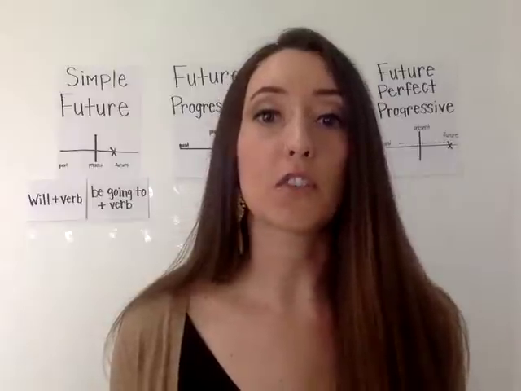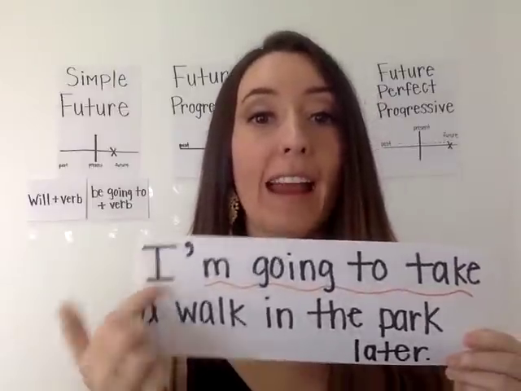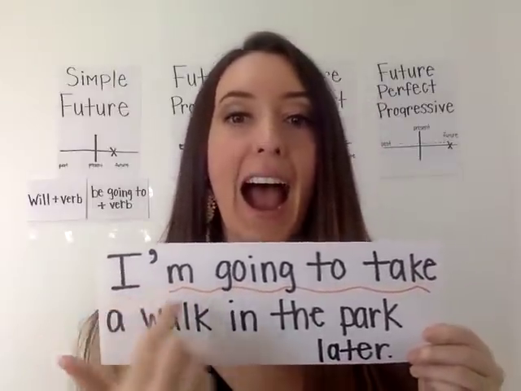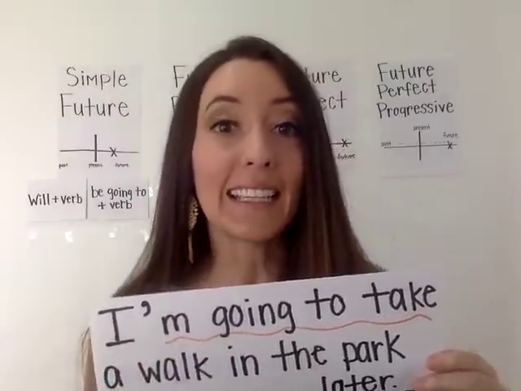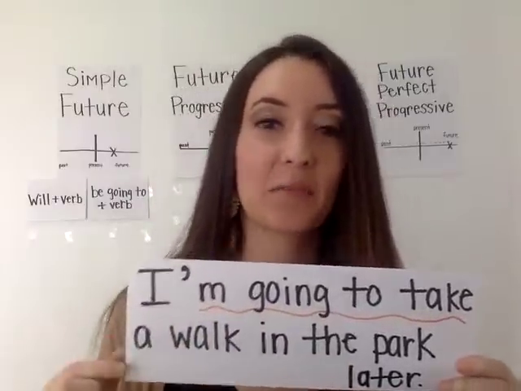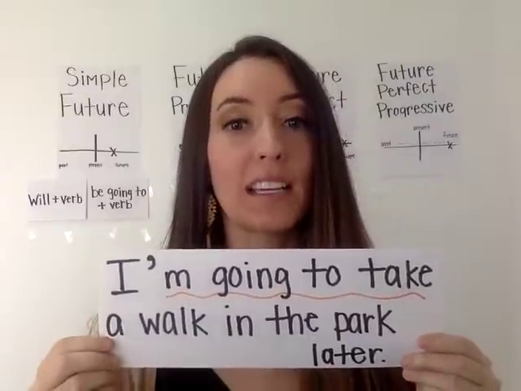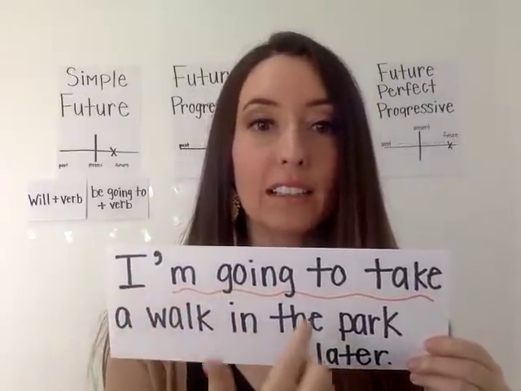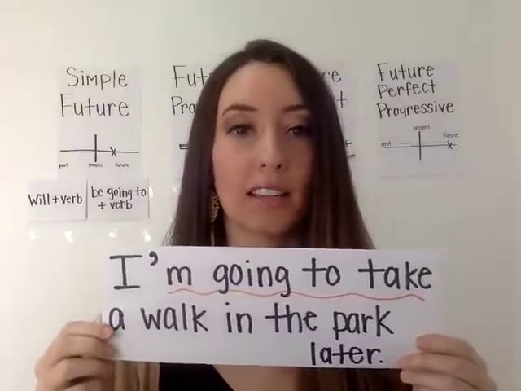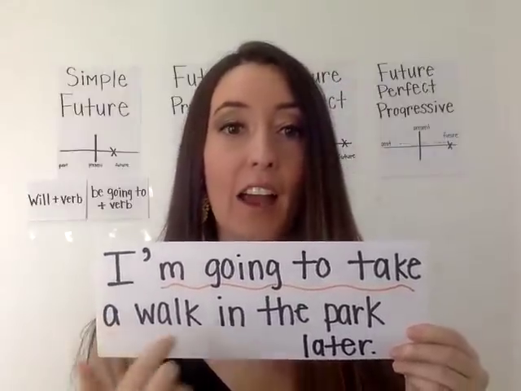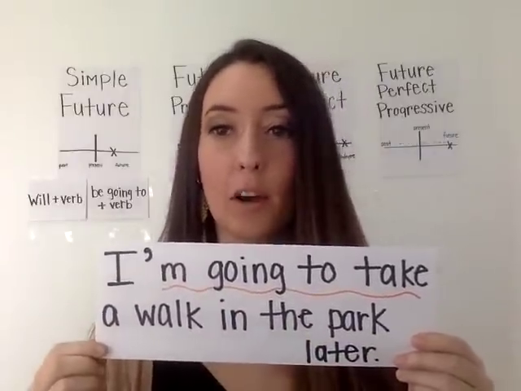We also use a contraction, okay? So I am becomes I'm. He is becomes he's. You are becomes you're. So our example is, I'm going to take a walk in the park later.